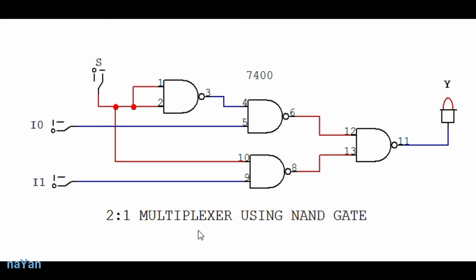So this was the circuit simulation of a 2:1 multiplexer using NAND gate.